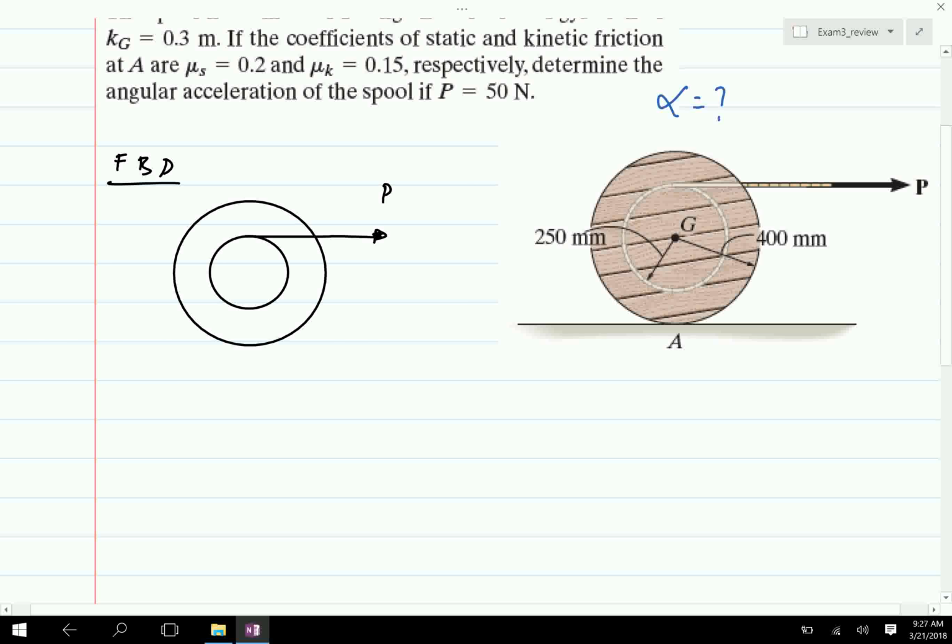Okay, so force P as shown. mg acts downwards. There's a normal force at A. And then there's going to be a friction force which is going to oppose motion. You can draw it this way.